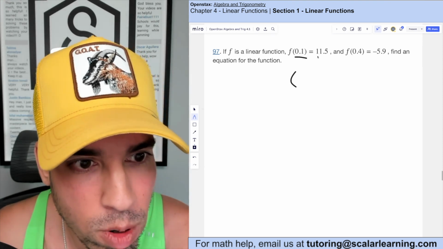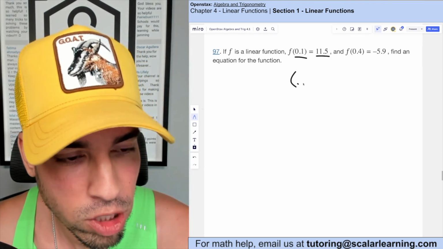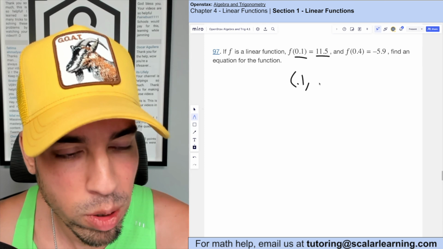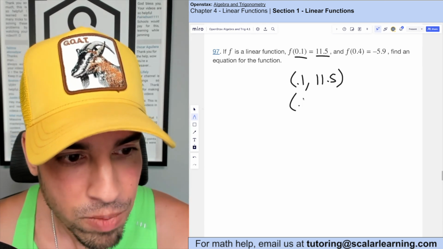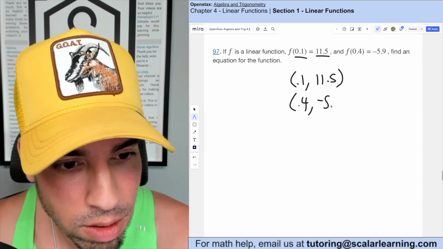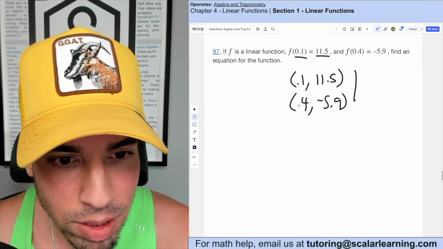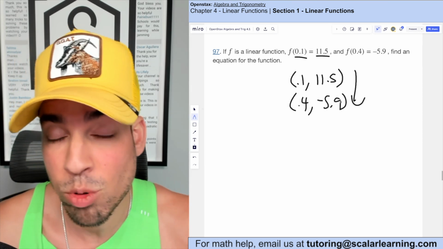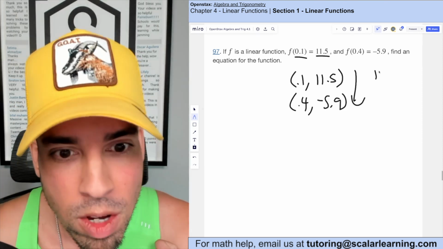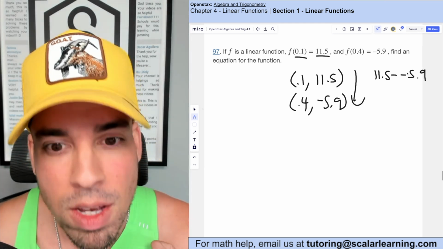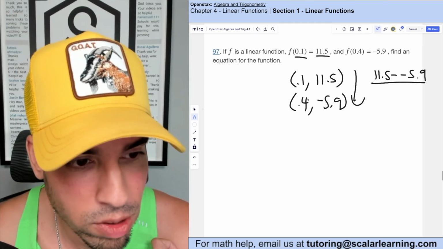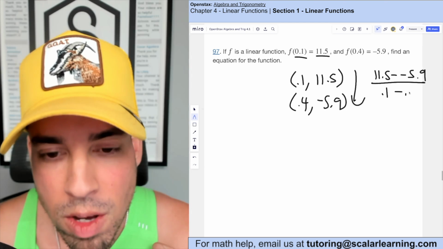And remember, this just represents a coordinate in function notation, meaning for an input value of 0.1, we get an output or function value of 11.5. Likewise, this is a coordinate of (0.4, negative 5.9). Now, first we have to calculate the slope, and I like to stack them so I remember to subtract down. So I get the difference of the y's on top, 11.5 minus negative 5.9, over the difference of the x's on the bottom, 0.1 minus 0.4.